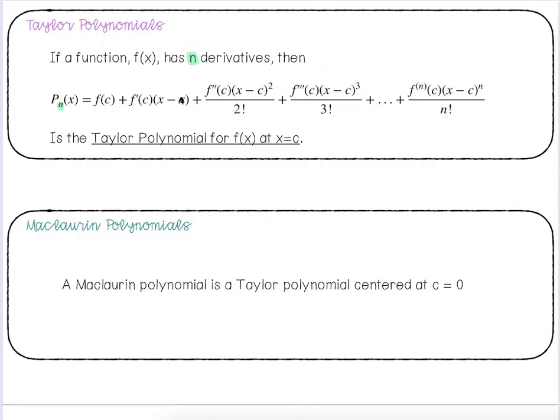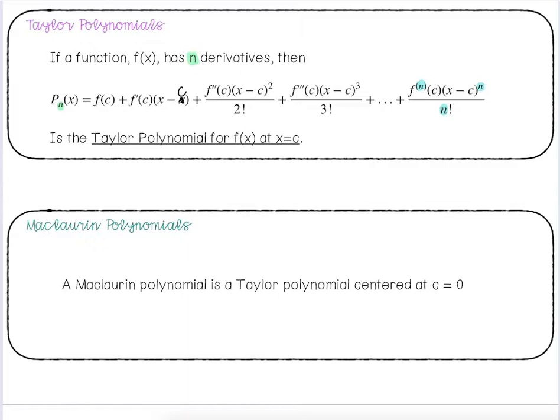This should be an x minus c, plus the second derivative at c times x minus c squared over 2 factorial, plus the third derivative at c times x minus c cubed over 3 factorial. Hopefully you're starting to see the pattern emerge, plus all the way out to the nth derivative at c times x minus c to the n over n factorial, right? So if we're looking at this, whatever derivative you're taking matches the degree of the exponent on your x minus c, and it matches the factorial in the denominator.